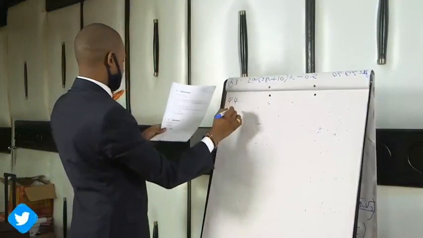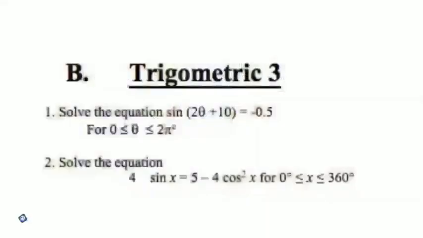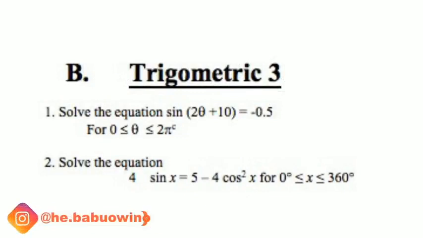Question number 4. We are told to solve the equation 4 sine x equals 5 minus 4 cos squared x. But we are told for angles between 0 degrees, x is greater than or equal to 0 degrees, and the same x is less than or equal to 360 degrees.